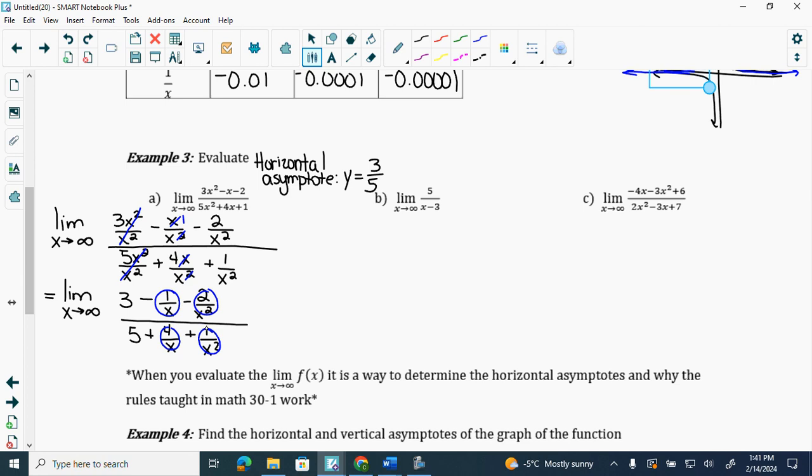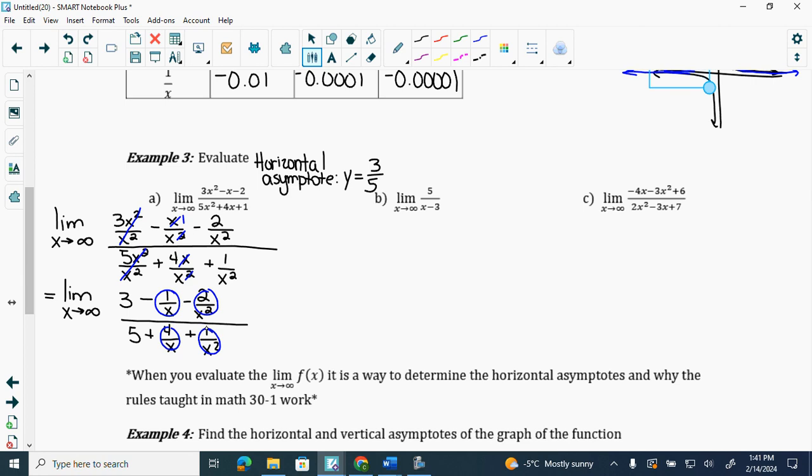3 over 5, the leading coefficients on the x squared. Why? Because those x squareds cancel off, and so you're just left with those numbers behind. If I take the limit as x approaches infinity of 3, it's 3, because that's just the line y equals 3, right? If I go to infinity forever, it's still going to be 3. And this is the line y equals 5. If I go to infinity, it's still going to be 5.